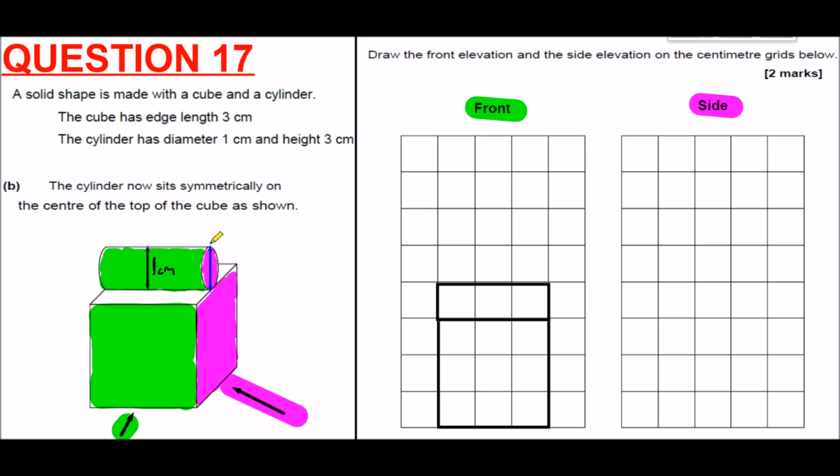Now the circular end has a diameter of 1 centimetre, and so what we'd see would be the same square, like so, but then sat in the middle of that square, on the top of it, we'd see a circle, a circular end of diameter 1 centimetre. So the circle we'd see at the end would be of that size. And so that's what it would look like from the front, and that would be the side view of this shape.